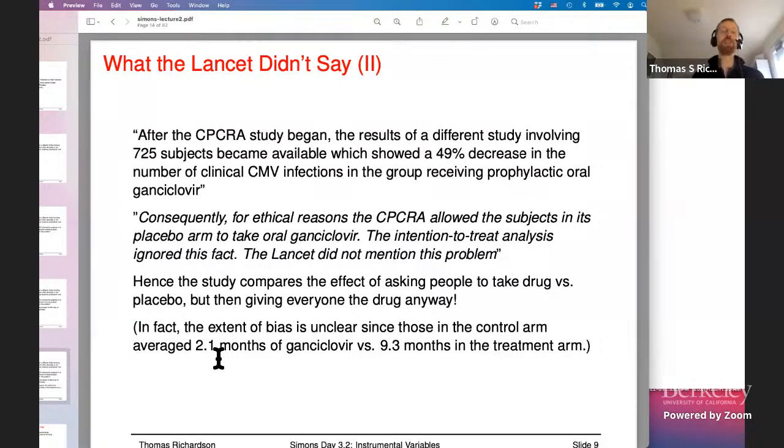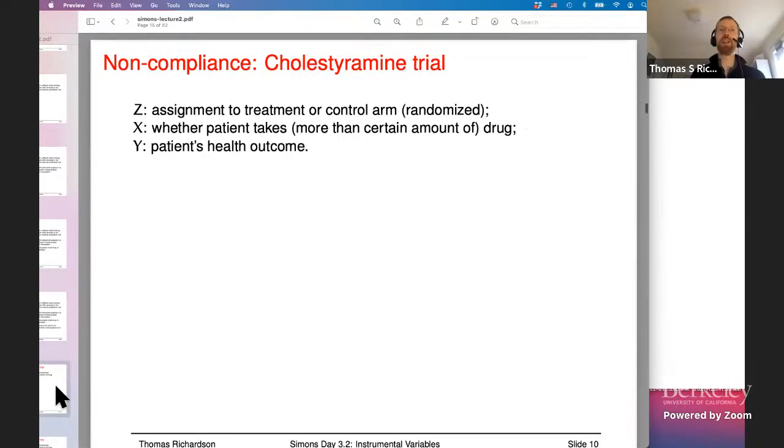Still, the key thing I want you to take away from here is that we can do a randomized study and things can go badly wrong. We can have a randomized study where people do not comply with their treatment. I'm not going to give you any magical way of fixing this problem, but it's to motivate thinking about non-compliance. So we're now going to think about a setting where patients are assigned to treatment or control, that's randomized, but then we observe whether or not the patient takes more than a certain amount of a drug, and we then have the patient's health outcome.